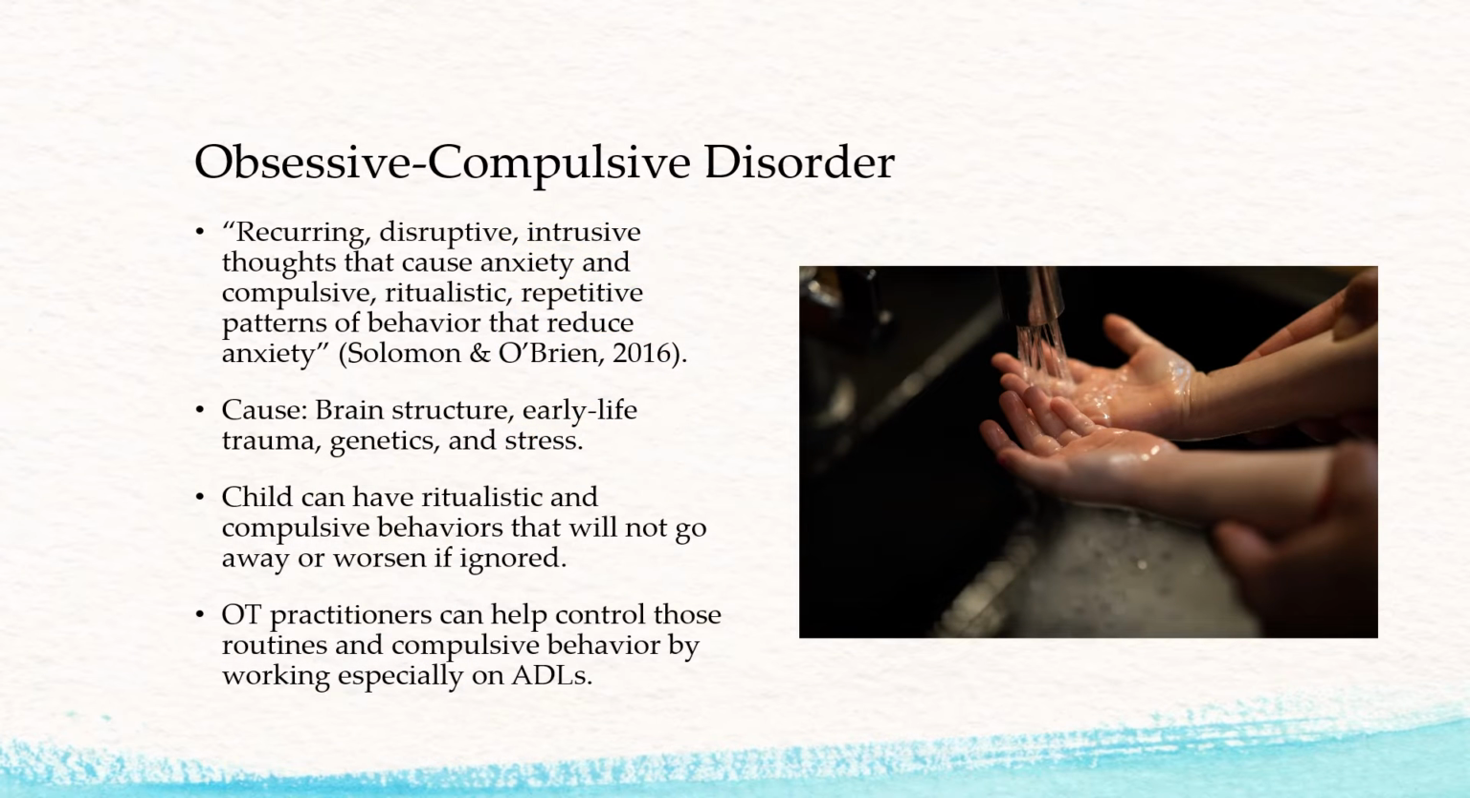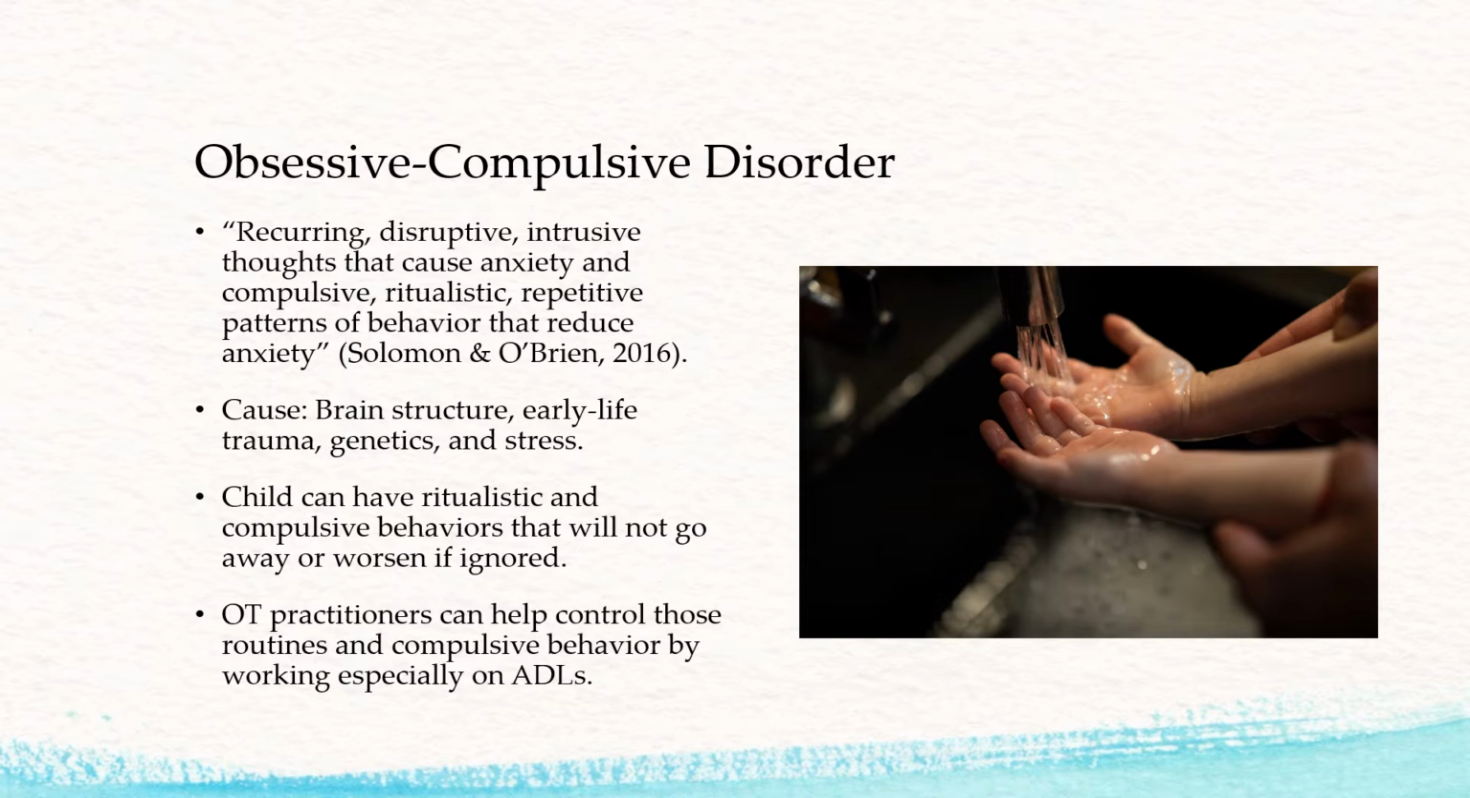Obsessive compulsive disorder presents symptoms of recurring, disruptive, intrusive thoughts that cause anxiety and compulsive, ritualistic, repetitive patterns of behavior that reduce anxiety. There is not a specific cause of OCD in children, but some factors that contribute are brain structure, early life trauma, genetics, and stress. If a child tries to ignore this behavior, the anxiety worsens. The child will continue to have worrisome thoughts that are irrational and obsessive.